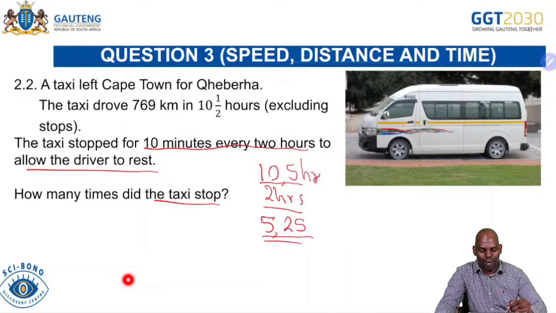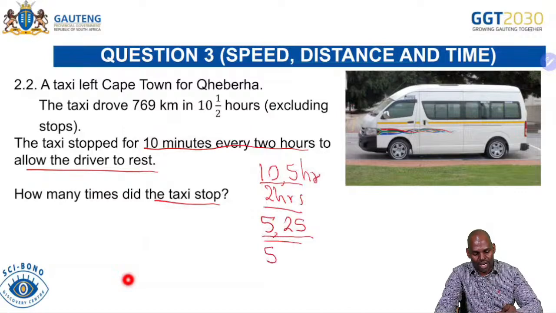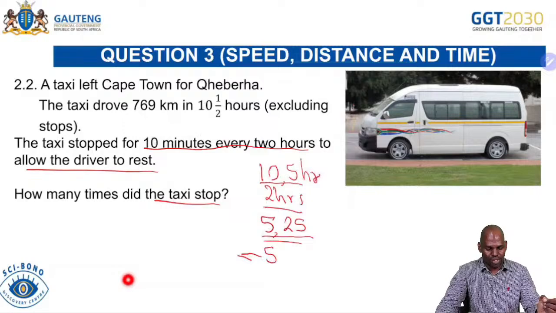So in this case, the number of stops will be 5. Remember, it can't be in decimal. So in the end, it must be 5. Okay, so this is how we do it for number 2.2.